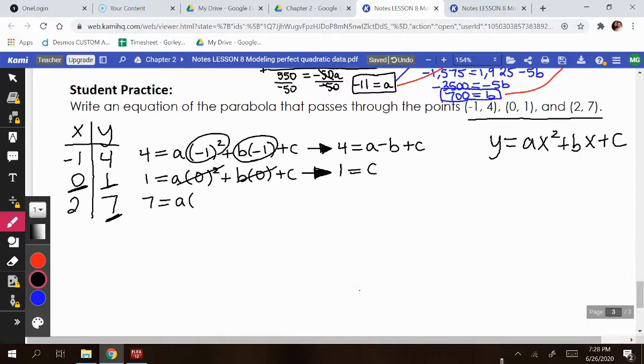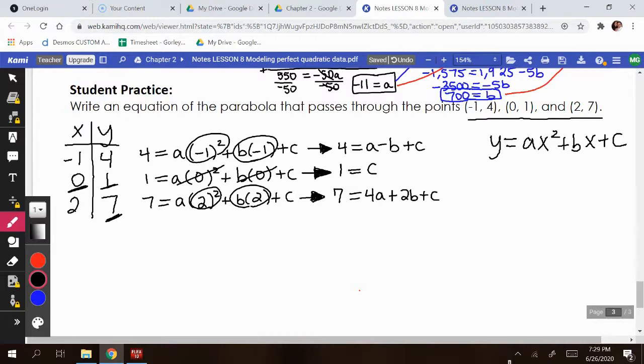All right, and then lastly, 7 is my y value. I have ax squared, x is 2, plus bx plus c, again x is 2. So I'll simplify that guy down. And we'll get 7 equals, see, 2 squared is 4, so that's going to be 4a plus b times 2 would be 2b plus c.